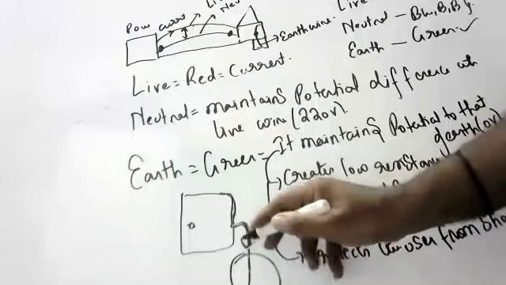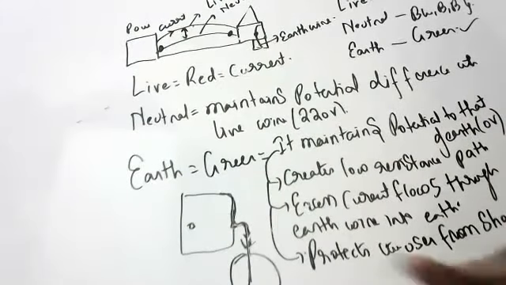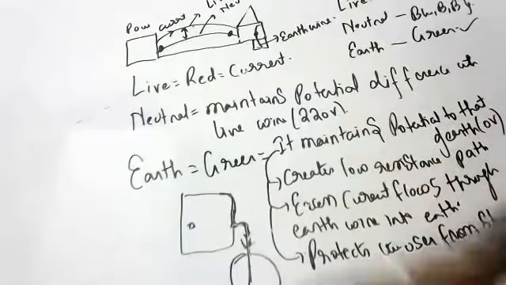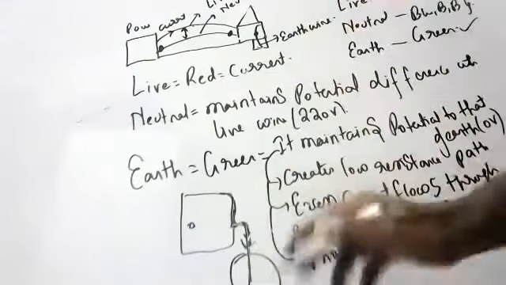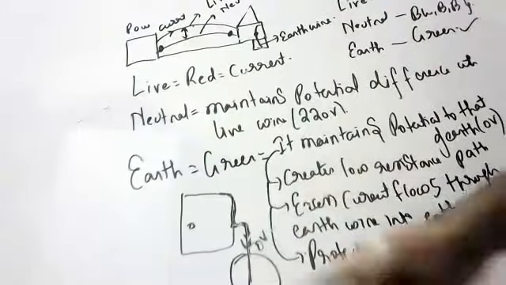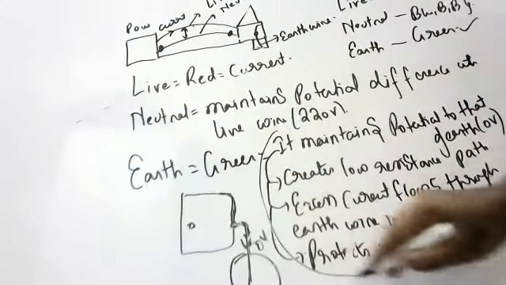Because it creates a low resistance path, all the excess current goes into the earth and the user will not get any electrical shock. The earth wire is maintained at earth potential. What is earth potential? 0 volt. Okay, children, so this point you should compulsorily maintain.